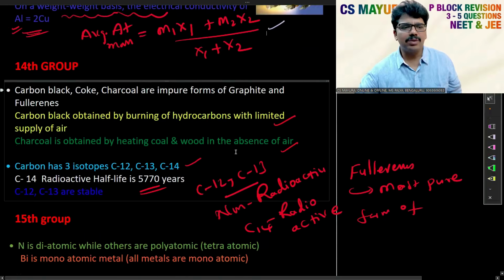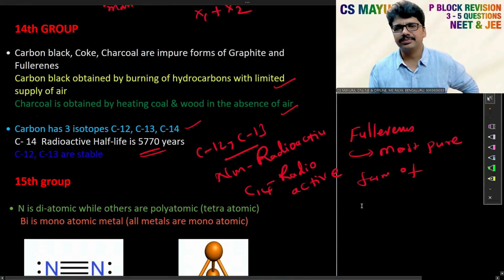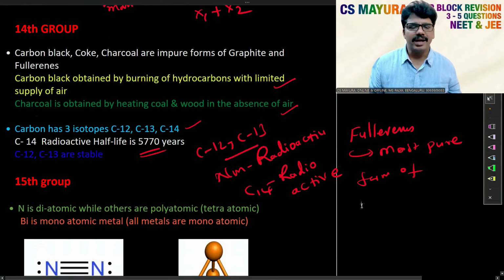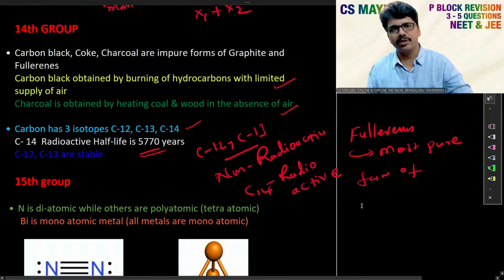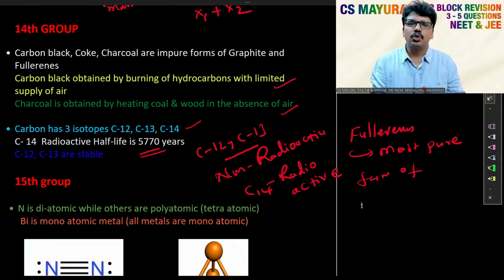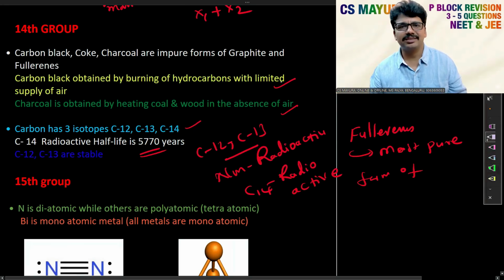Next, 14th group. Carbon black, coke, and charcoal are impure forms of graphite and fullerenes. Fullerenes are the purest form of carbon allotropes. Among all amorphous and crystalline allotropic forms, fullerenes are the purest due to the absence of dangling bonds. What are dangling bonds and why do fullerenes not have them? We will discuss that in the allotropes. Carbon black is obtained by burning hydrocarbons with a limited supply of air, and charcoal is obtained by heating coal and wood in the absence of air.